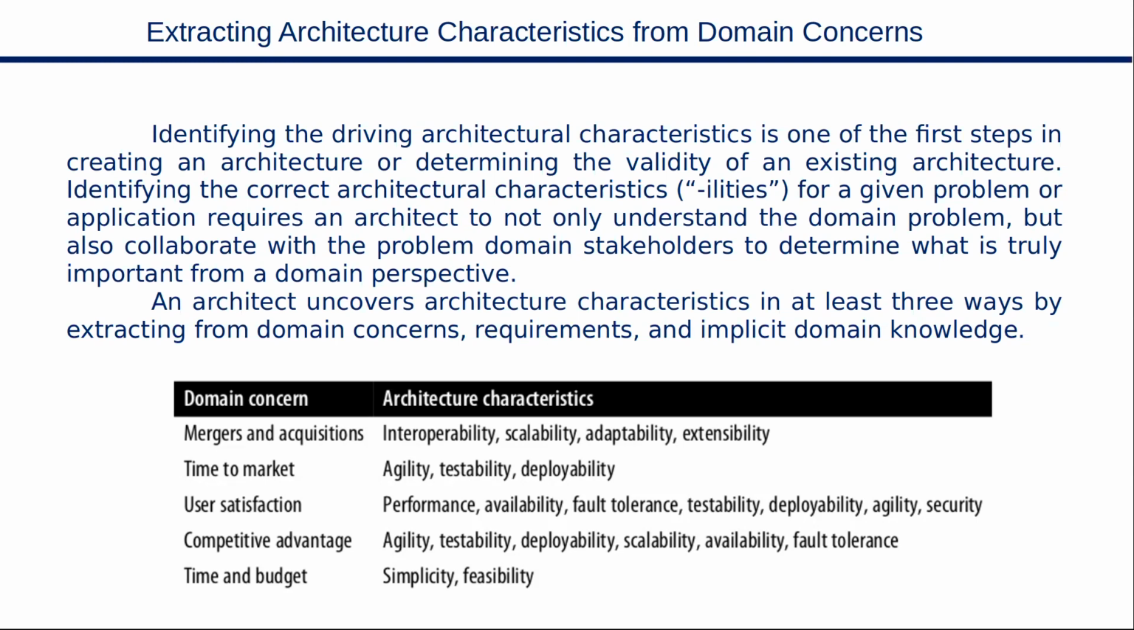And according to this, you can highlight these architectural quality attributes. So an architect uncovers architectural characteristics in at least 3 ways: by extracting from domain concerns, requirements, and implicit domain knowledge. Implicit domain knowledge means you have to have knowledge in this domain to understand from your side what is more important. But another one is from concerns and requirements.